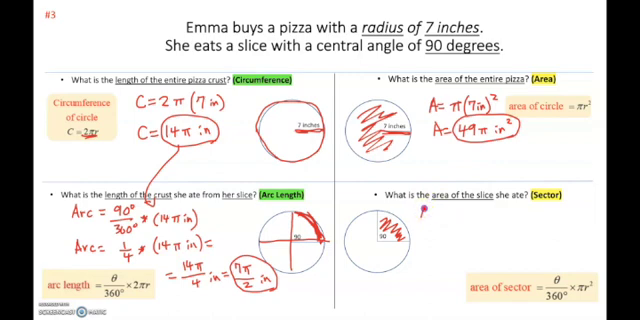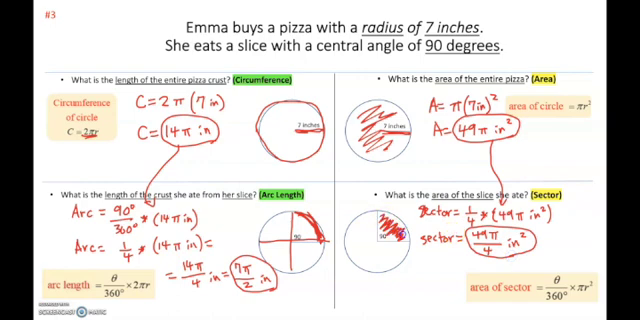Finally, to find the area of the slice, which is going to be the sector, we'll find theta over 360, which is actually going to be 1 over 4, times pi r squared. And pi r squared is actually 49 pi inches squared. So let's plug that in, 49 pi inches squared. Now we can find that the sector area of this circle is going to be 49 pi over 4 inches squared. And I don't believe that can be reduced. So that is going to be the area of the slice that she ate.